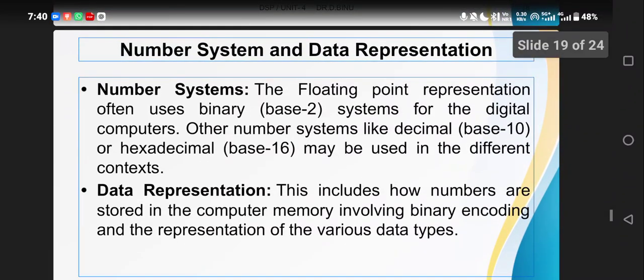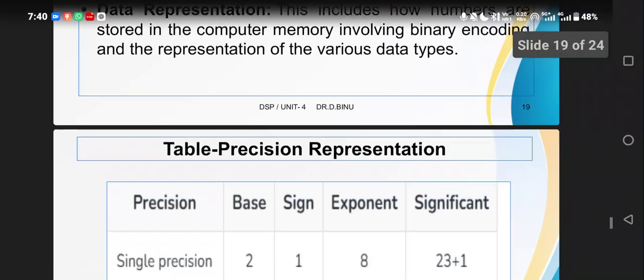Number system and data representation. Number system: the floating point representation often uses binary systems for digital computers. Other number systems like decimal and hexadecimal may also be used in different contexts. Data representation: this includes how numbers are stored in the computer memory, involving binary encoding and representation of the various data types.